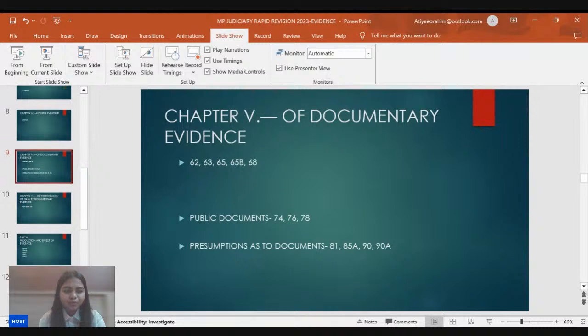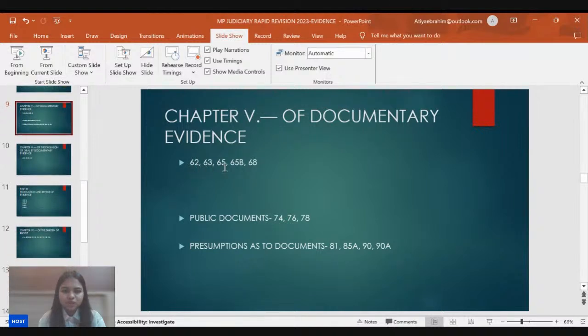Then chapter 5 is of documentary evidence. Now these are the important sections which I have marked: 62, 63, 65, 65B, 68, right? 62, 63, 65, 65B and 68. Then there is public document under chapter 5, and the important sections here are section 74, 76 and 78. We have presumptions as to document again under chapter 5. From there you can just mark these sections: 81, 85A, 90 and 90A, right?